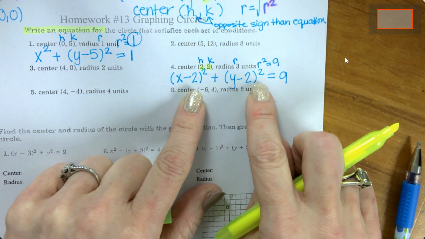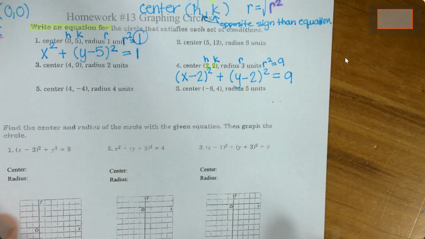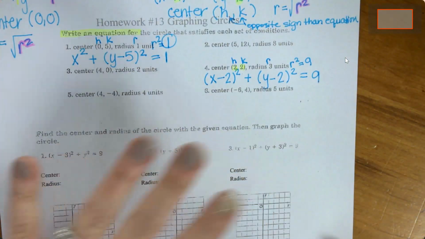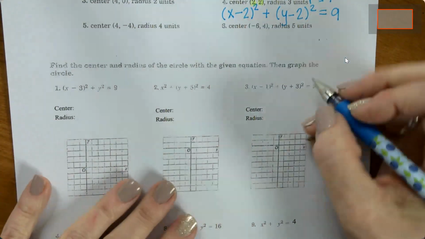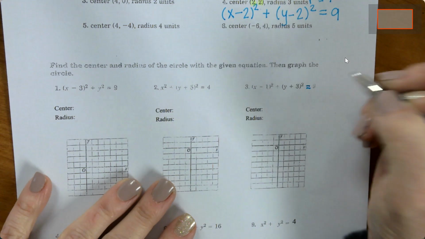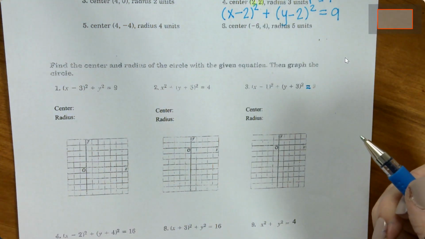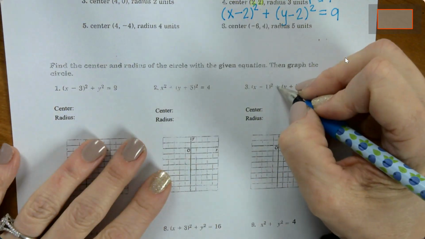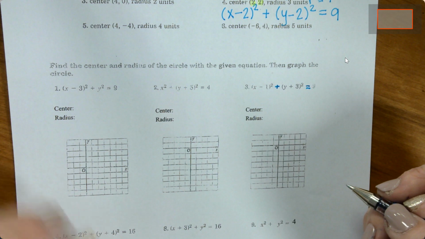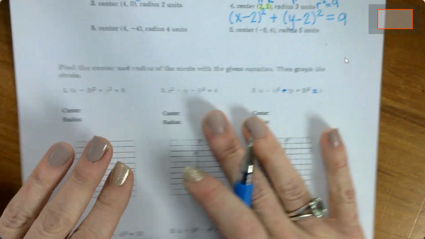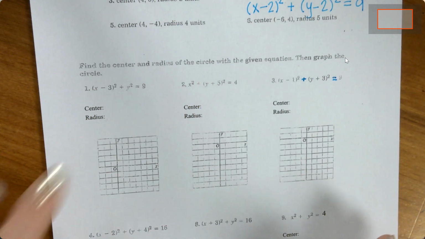This time, so we took the center and the radius and we made equations. Now we're going to take the equation and we're going to write the center and radius, and then we're going to graph it with our compass. So if I look at number 1, h is a 3, a positive 3. y squared, there is no k with it, so k is a 0. This 9 is r squared. So what's the square root of 9?